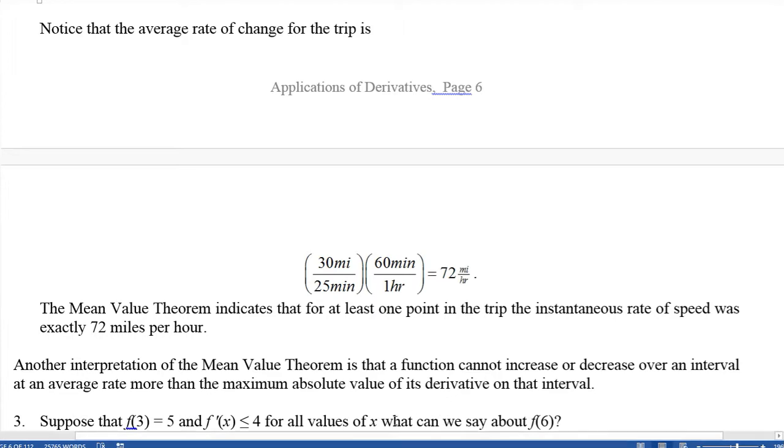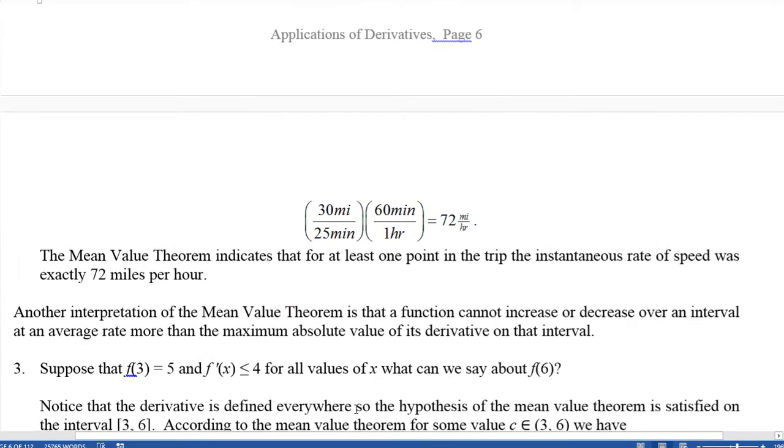Okay, so let's see if we can work that in a problem here. Suppose that f of 3 equals 5, and f prime of x is less than or equal to 4 for every value of x everywhere. What can we say about f of 6? See if you can figure this one out. Press pause now. Okay, hopefully you've thought about this a little bit.